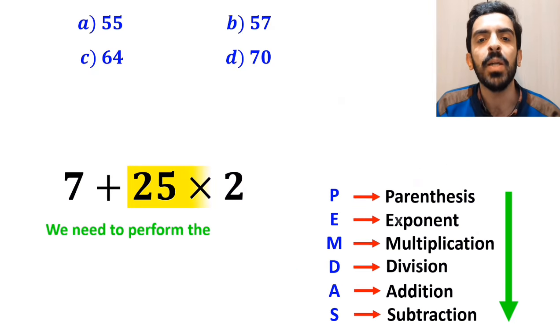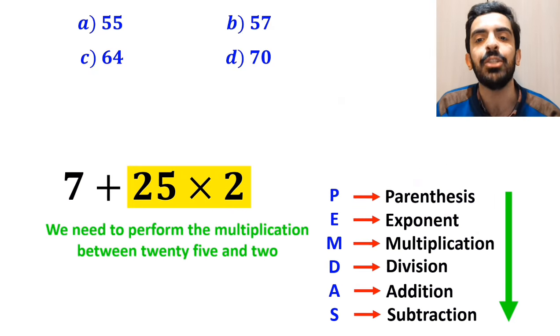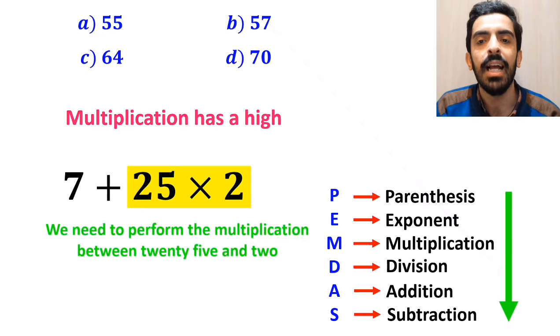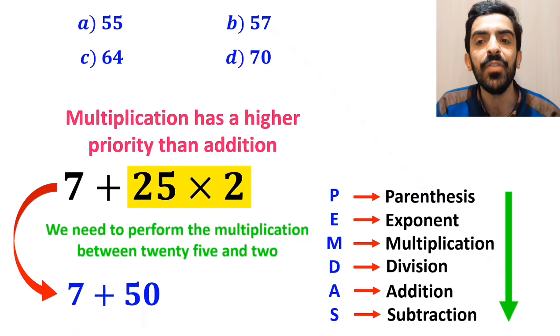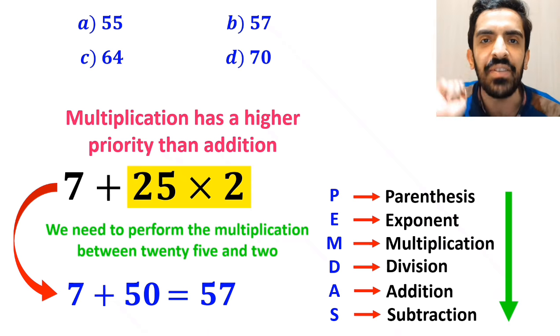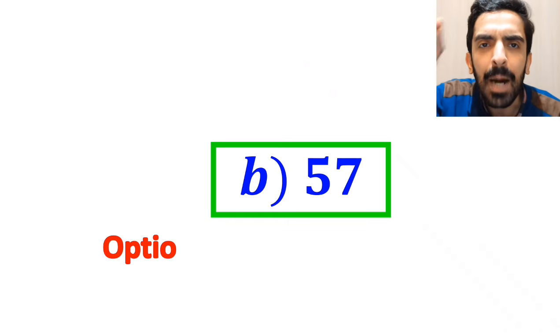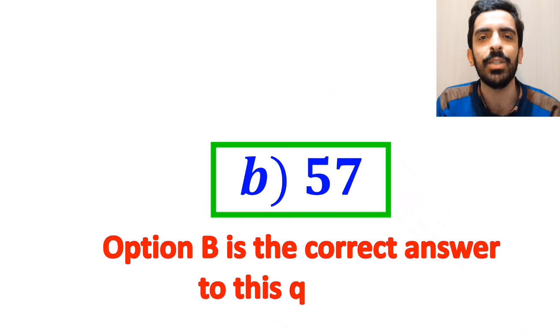Finally, we need to perform the multiplication between 25 and 2, because multiplication has a higher priority than addition. And this expression simplifies to 7 plus 50, which ultimately gives us the answer 57. Therefore, option B is the correct answer to this question.